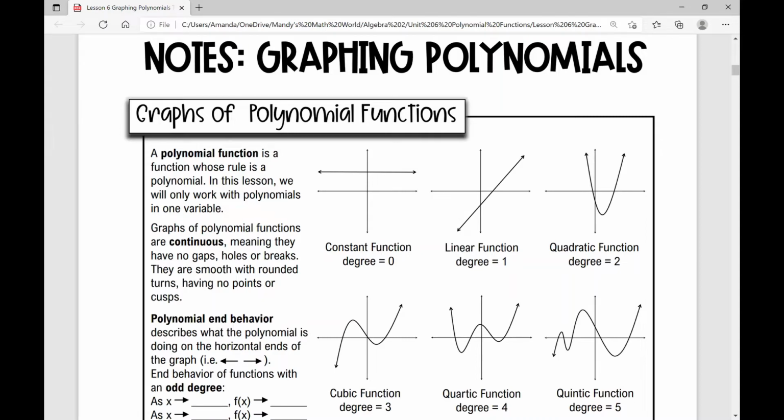Today we're going to be graphing polynomials, and let's first look at some basic graphs of polynomial functions so you can see some general characteristics and attributes of different polynomial functions. A polynomial function is a function whose rule is a polynomial, which we've discussed in previous videos. In this lesson, we will only work with polynomials in one variable.